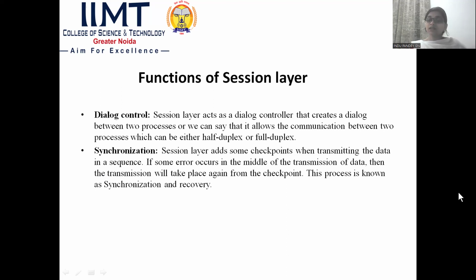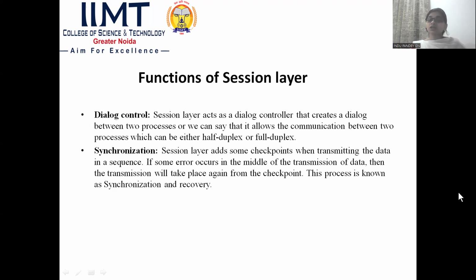Session layer acts as a dialog controller that creates a dialogue between two processes. We can say that it allows communication between two processes, which can be either half duplex or full duplex. As we know, there are three kinds of communication modes: half duplex, full duplex, and simplex. And the dialog control mechanism is controlled by the session layer, during which two processes interact with each other.